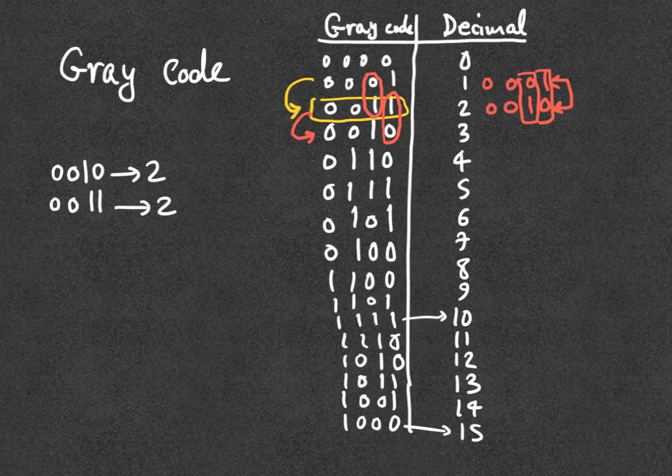That's it for today. We covered the complement, the signed binary number, and some of the coding systems between binary and decimal.